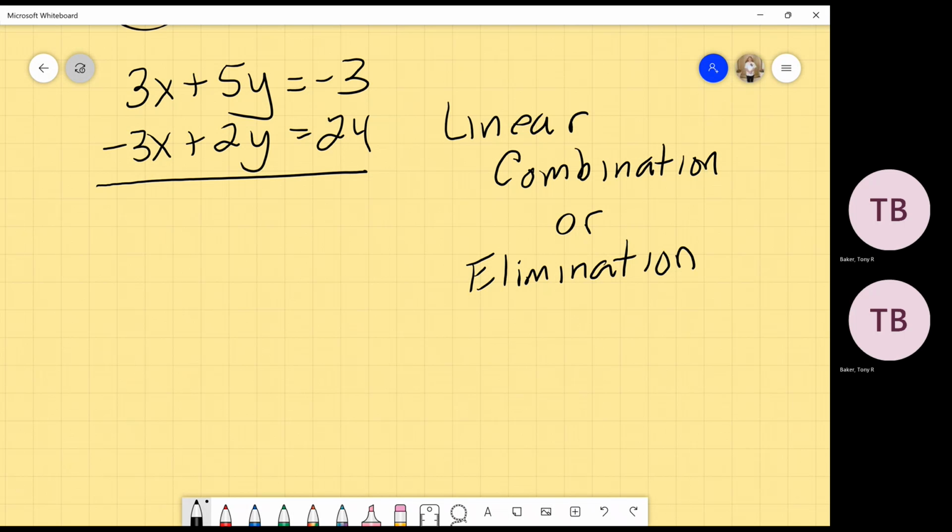In this case, if we add these straight down, what's 3x plus negative 3x? That's gone. That's literally why it's called elimination. We've now eliminated that variable. 5y plus 2y is 7y. Negative 3 plus 24 is 21. And now divide by 7. y equals 3.